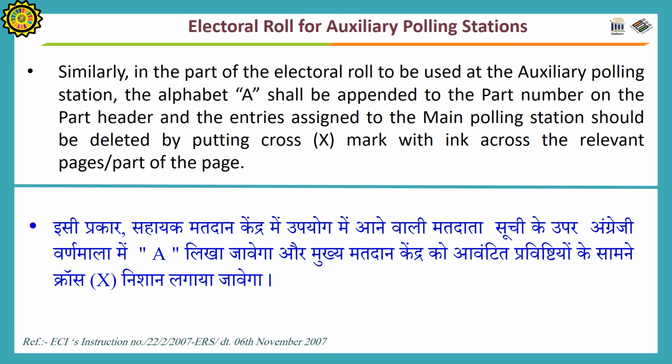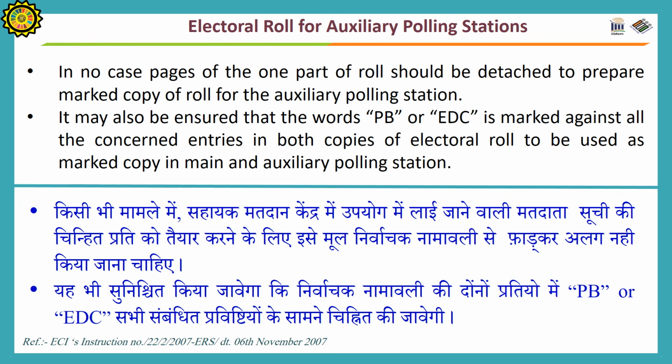Similarly, in the part of the electoral roll to be used at the auxiliary polling station, the alphabet A shall be appended to the part number on the part header, and the entries assigned to the main polling station should be deleted by putting a cross mark with ink across the relevant pages or the part of the page. In no case should pages of the one part of the roll be detached to prepare the marked copy of the roll for the auxiliary polling station.